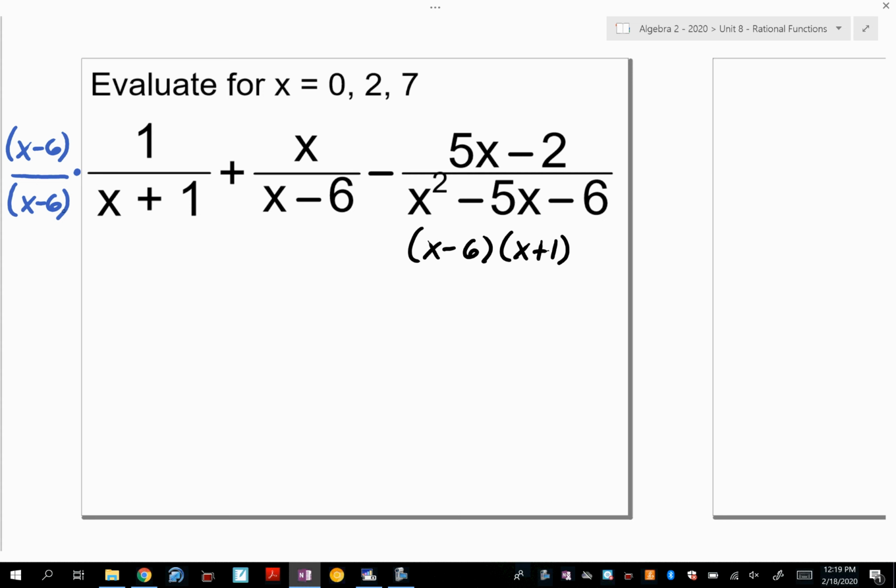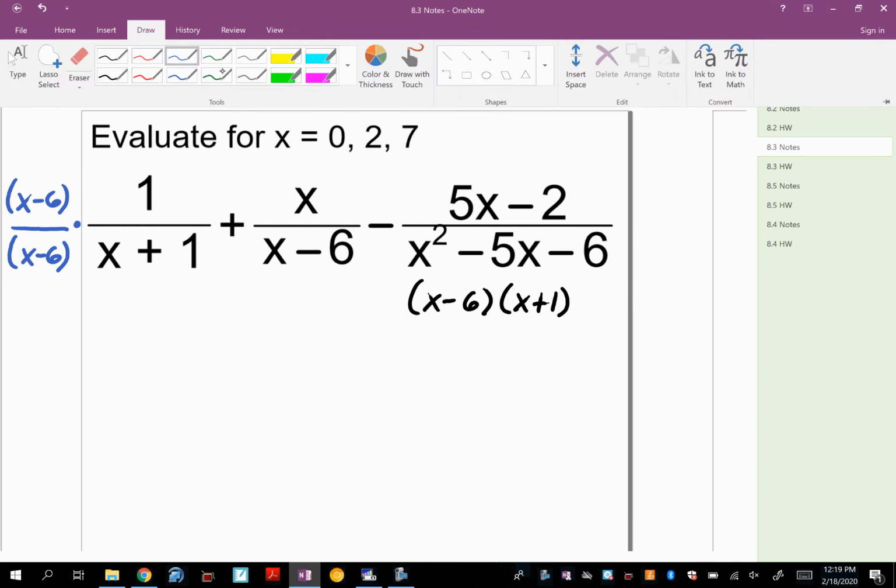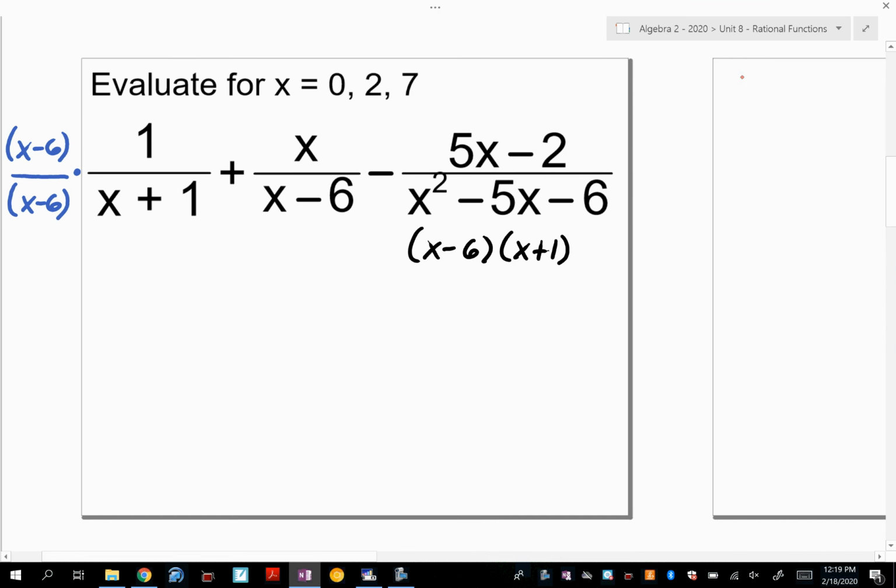Okay, now watch what I'm going to do to the middle one. The middle expression has the x minus 6, so it doesn't need an x minus 6. Which one does this one need to look like this denominator? x plus 1. So I'm going to multiply the top and the bottom by x plus 1. So if I do that, then all three expressions have the same denominator, x minus 6 times x plus 1. Okay?